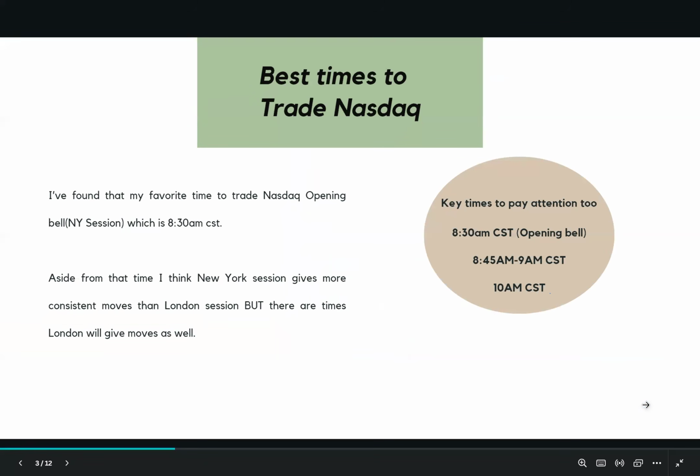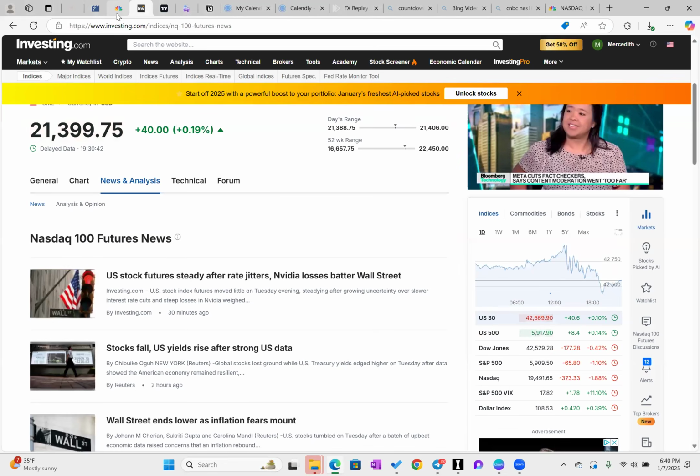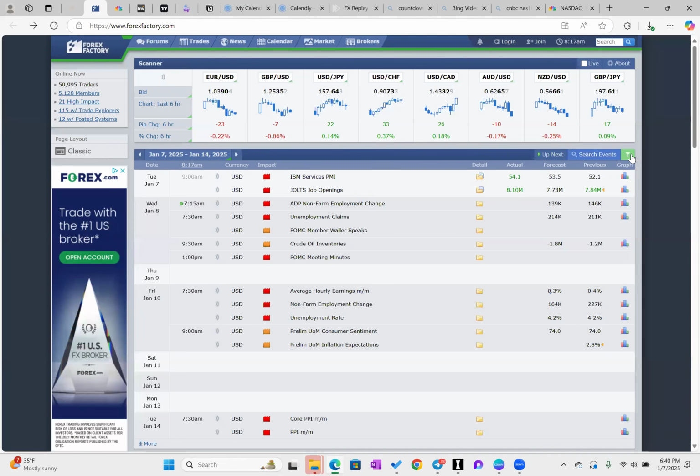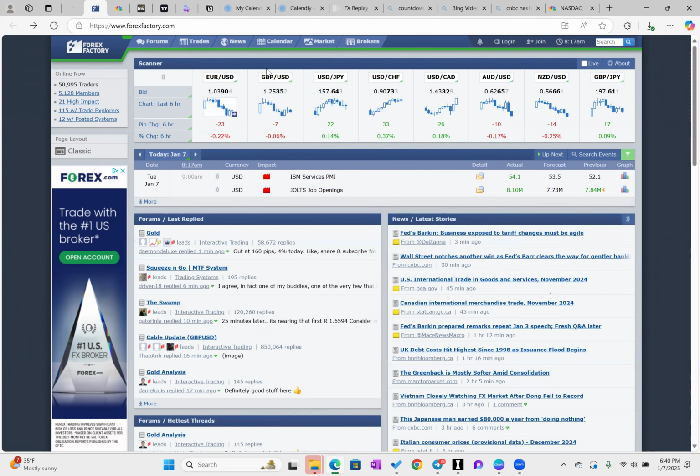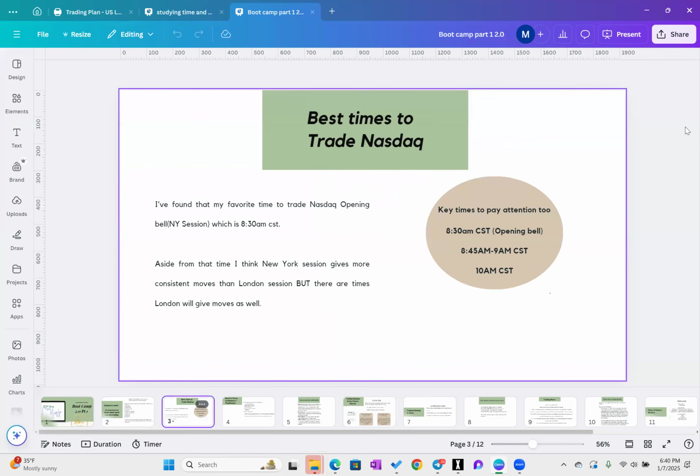All right, so I found that my favorite time to trade NASDAQ is opening bell, which is New York session, 8:30 a.m. CST. And somebody asked, can you show how to change the folders again? Yes, so you go to forexfactory.com. You're going to click this green button on the right-hand side, and then you can adjust if you want all, none, and then you can pick which one you want and apply filter. All right. Hopefully that answered your question.